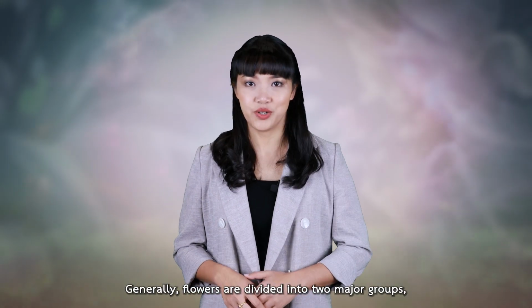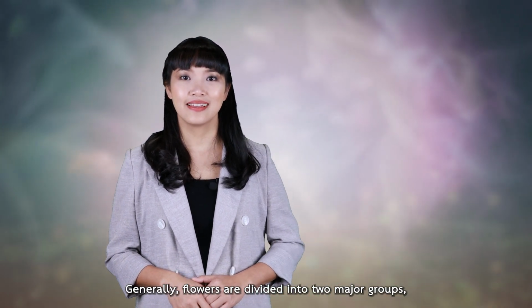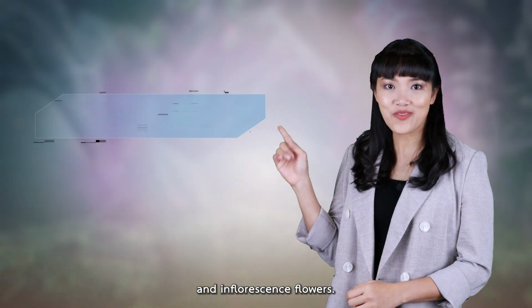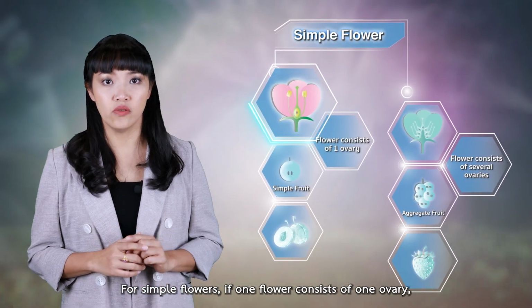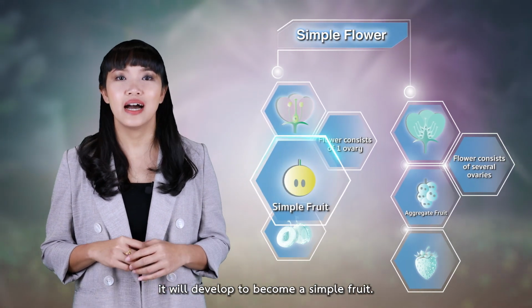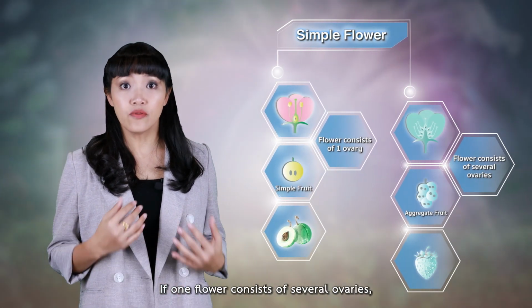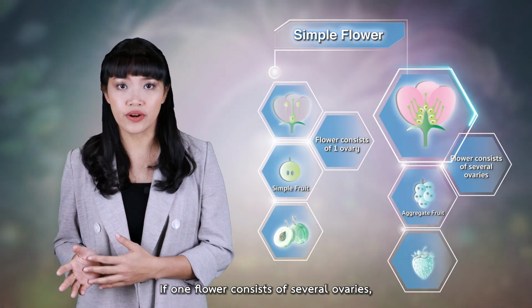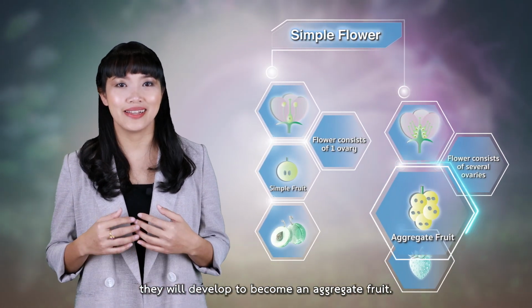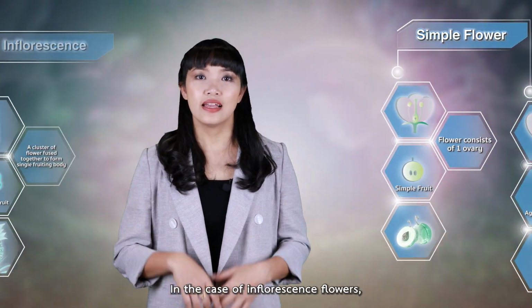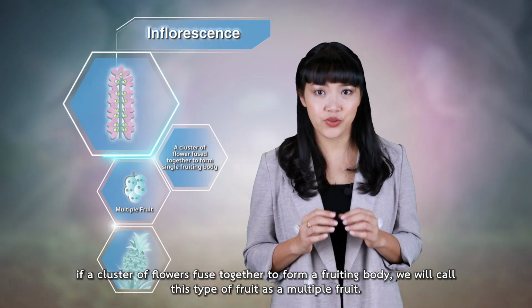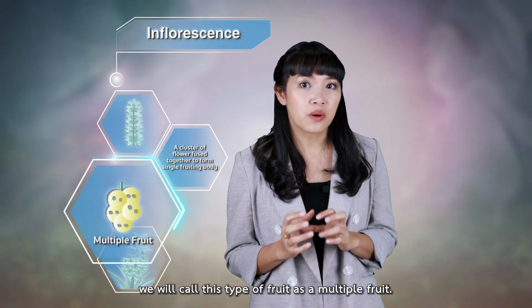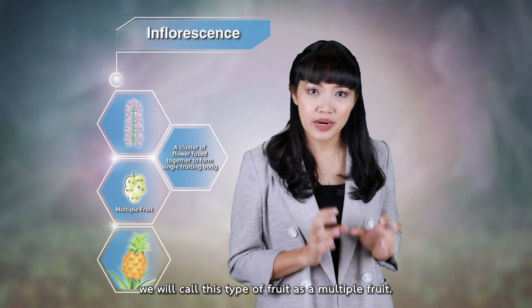Generally, flowers are divided into two major groups: simple flowers and inflorescence flowers. For simple flowers, if one flower consists of one ovary, it will develop to become a simple fruit. If one flower consists of several ovaries, they will develop to become an aggregate fruit. In the case of inflorescence flowers, if a cluster of flowers fuse together to form a fruiting body, we will call this type of fruit a multiple fruit.